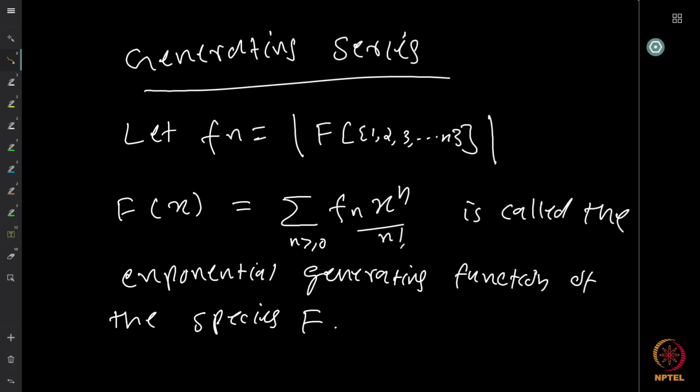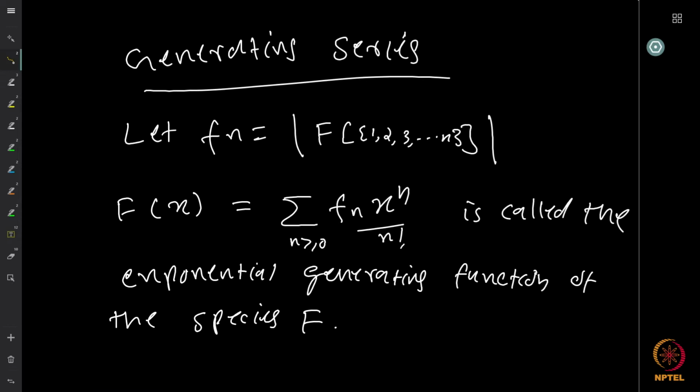Given a species F, we mentioned that the cardinality of F of U for any finite set U only depends on the cardinality of U. So I can just talk about a fixed set {1, 2, 3, ..., n} as an n-element set. For any n-element set U, the cardinality of F of U is equal to the cardinality of F of {1, ..., n}, because that is also an n-element set. This cardinality, the number of structures of type F on an n-element set, is denoted by small f_n.